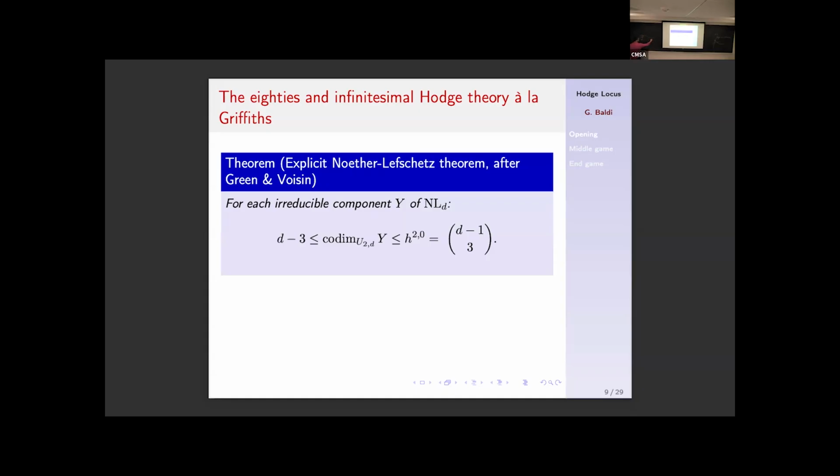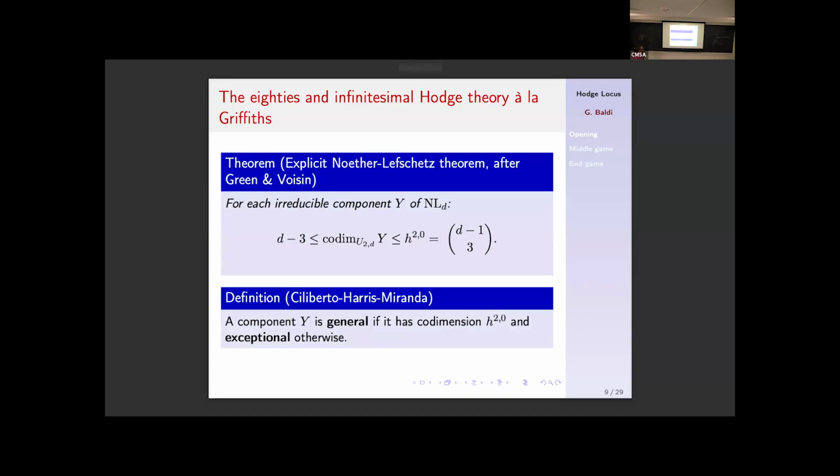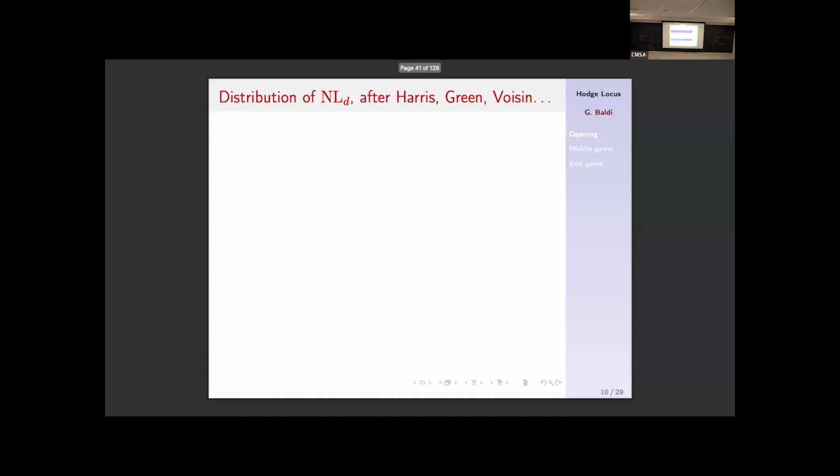It goes on. And notice that they introduced this definition: a component is general if it has codimension h^{2,0}, which means it's the smallest, and it's exceptional otherwise, so if it's bigger in dimension or smaller in codimension. And notice that, you can do the math, the exceptional components exist only for d bigger or equal than 5. Otherwise, everything is general, because (d-1 choose 3) will agree with d-3.